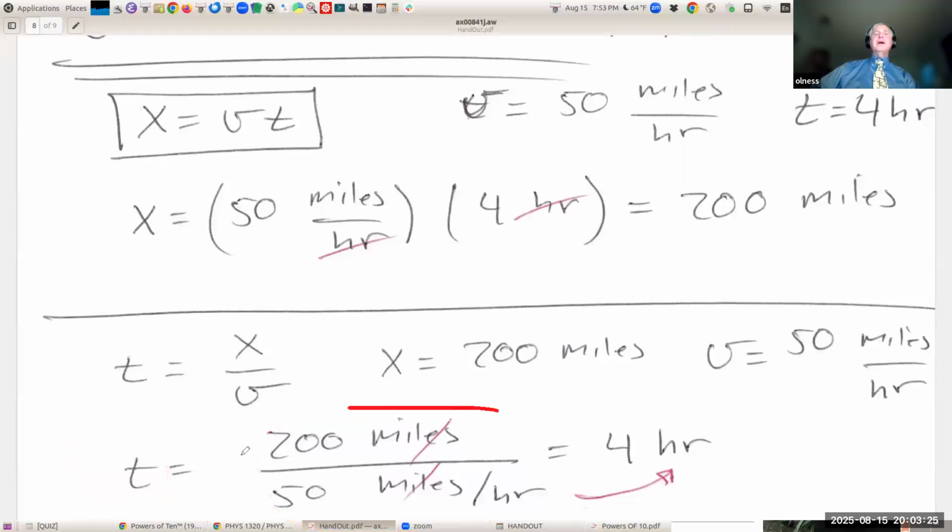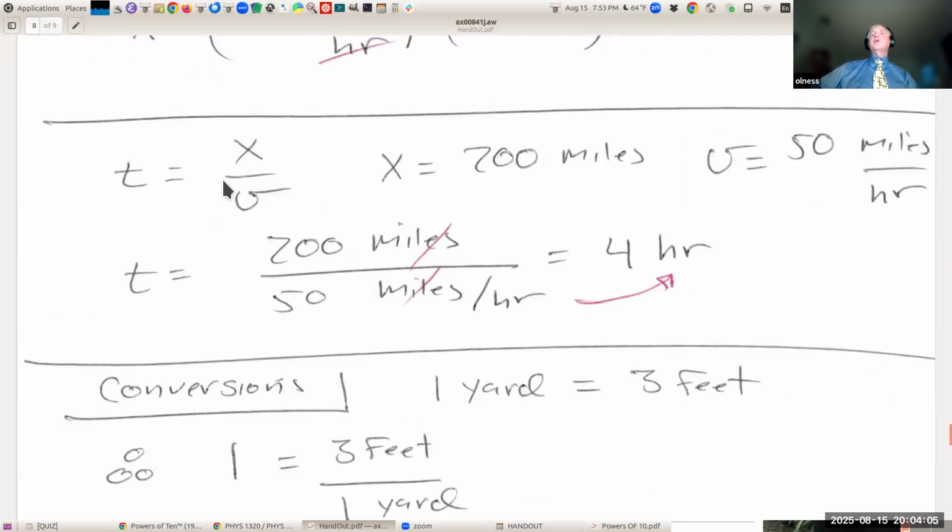If I have 200 miles and I'm going 50 miles per hour, the miles upstairs cancels the miles downstairs. But what about this hour? I have 1 over 1 over hour. So I reciprocate, but I reciprocate again. 1 over 1 over is just the same as hours. If I turn it upside down once and turn it upside down again, I get back. So the units is hours, the time is 4, and it takes 4 hours to drive to Austin. And sure enough, that cross checks with the example we had up above. It's very basic, but these are the kind of things we want to make sure you can do.